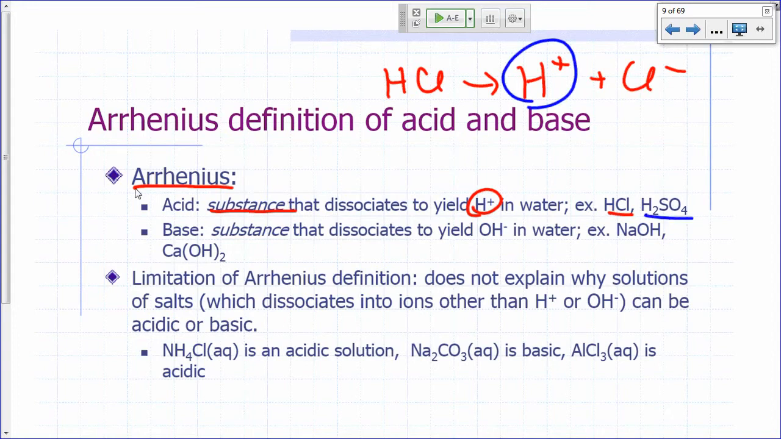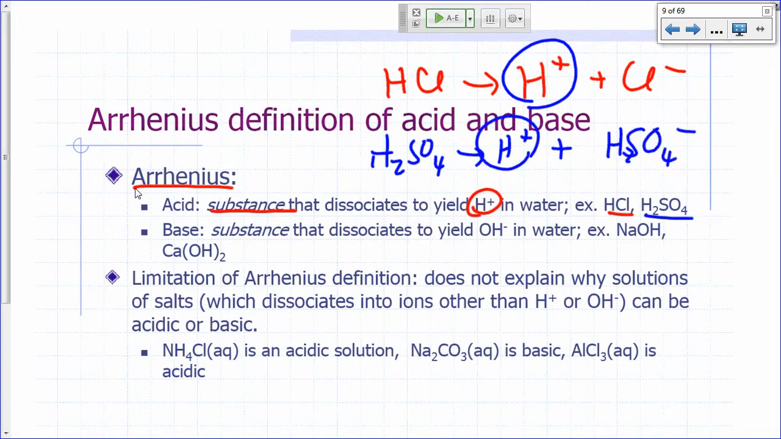Same thing with sulfuric acid. What does it do in water? It can give you H+ plus HSO4-. So sulfuric acid is also an acid according to the Arrhenius definition. That's a substance that yields H+ in water by dissociating. What does dissociate mean? The opposite of associate is dissociate, so that means to break apart.